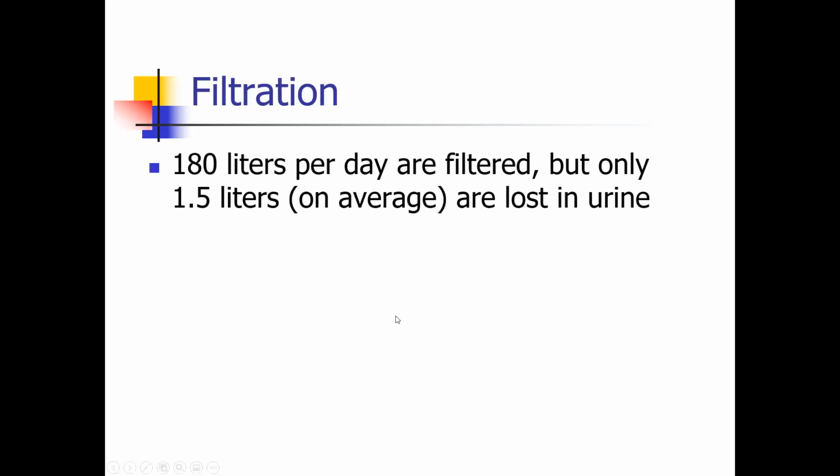Okay, filtration. We leak about 180 liters per day are filtered, but only 1.5 liters on average are lost in urine. So what does that mean? The vast, vast majority of what leaks out of your capillaries into the glomerular capsule gets pulled back.